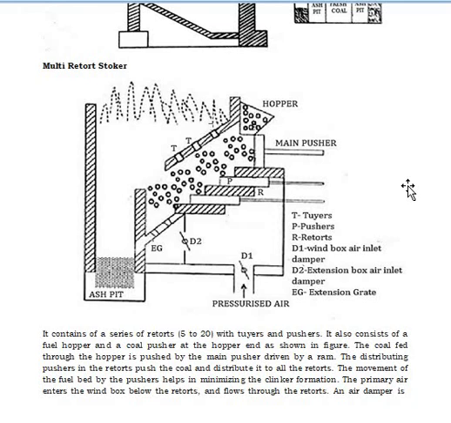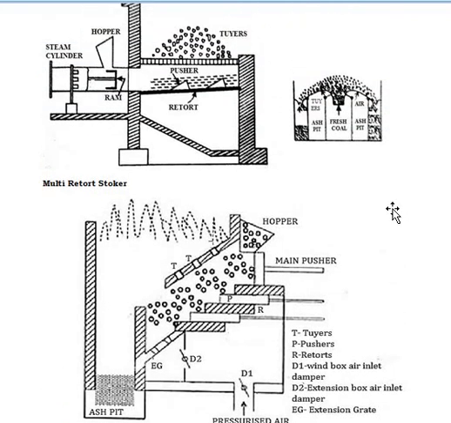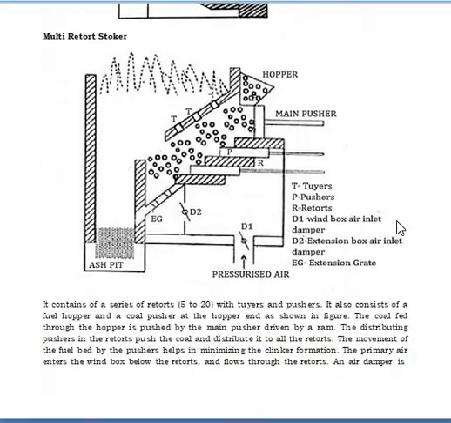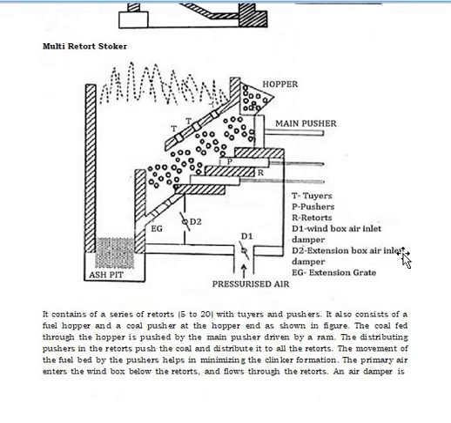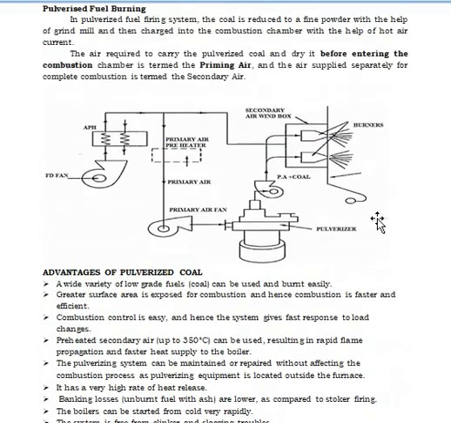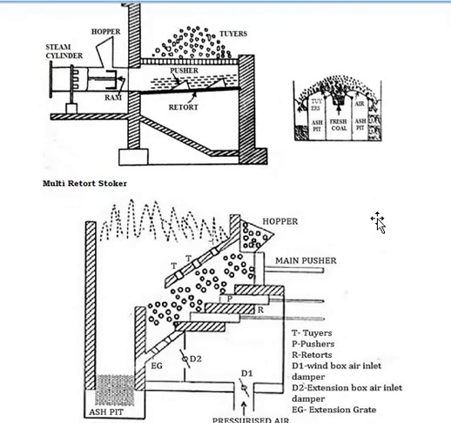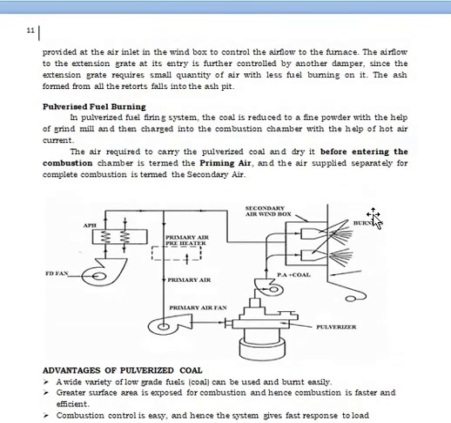The primary air enters the wind box. Primary air enters into the wind box below the retorts and flows through the retorts. An air damper is provided. You all can see the air damper is provided at the air inlet and the wind box to control the airflow to the furnace.